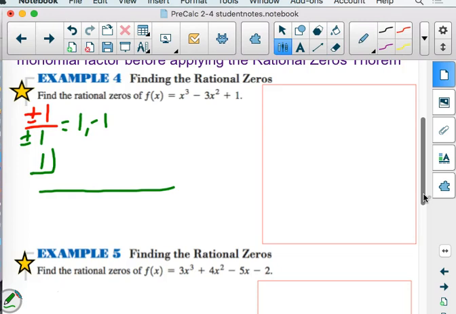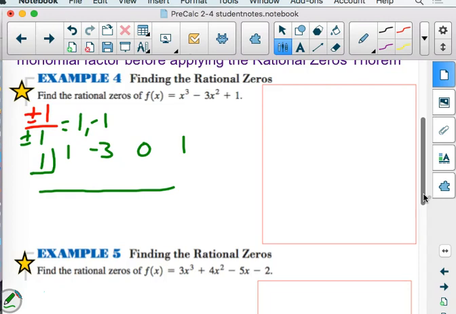Now with this one, I have to make sure it's in standard form, and if anything's missing, I need some zeros. I've got an x to the third, an x squared, oh, no x. I'm going to have to put a 0 in place for the x, all the way down to the constant of 1. So 1x cubed, negative 3x squared, 0x, and 1. It has to be present. If it's not, you put 0.